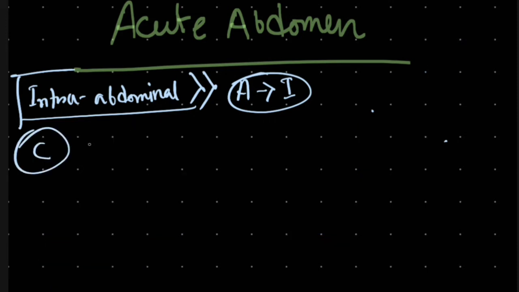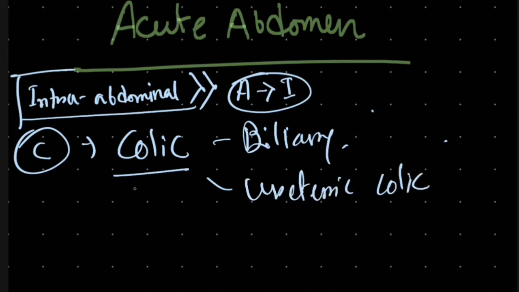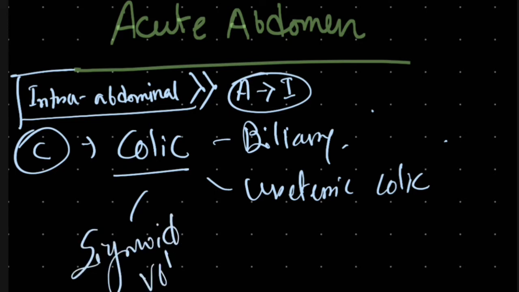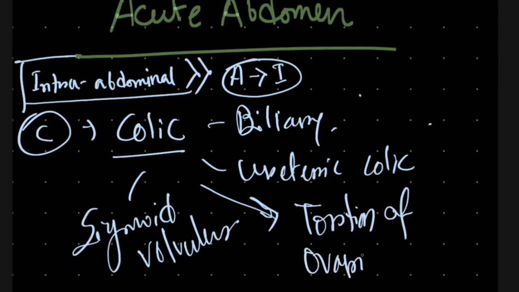Next comes C. C for colic. Colic might be of different origins. It may be a biliary colic due to a gallbladder stone or biliary tree stone. It may be due to a ureteric colic, which is very painful, by the way. It can be due to a sigmoid volvulus. And again, if you look at it as a gynae cause, it can be a torsion of ovarian cyst. So torsion of ovarian cyst can also present as acute abdomen.